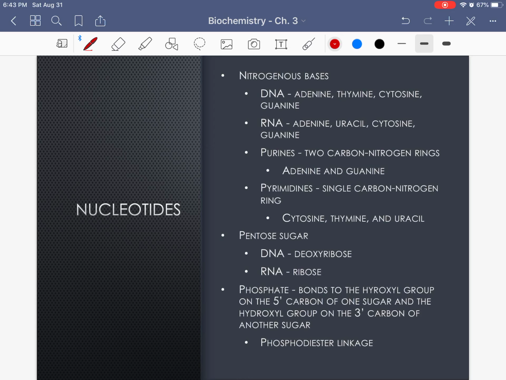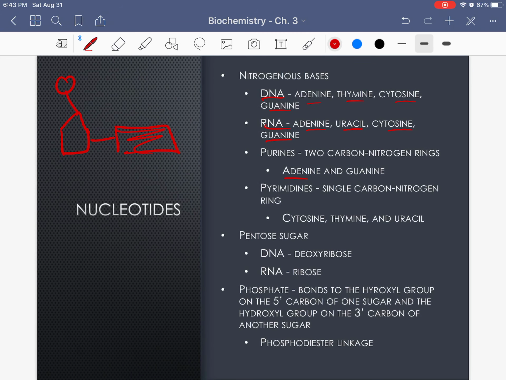All right. Nucleotides have nitrogenous bases. So remember, we have a phosphate, we have a sugar, and we have a nitrogenous base. And that nitrogenous base is different depending on whether you're talking about DNA versus RNA. In DNA, we have adenine, thymine, cytosine, and guanine. In RNA, adenine, uracil, cytosine, and guanine. We don't have thymine in RNA.